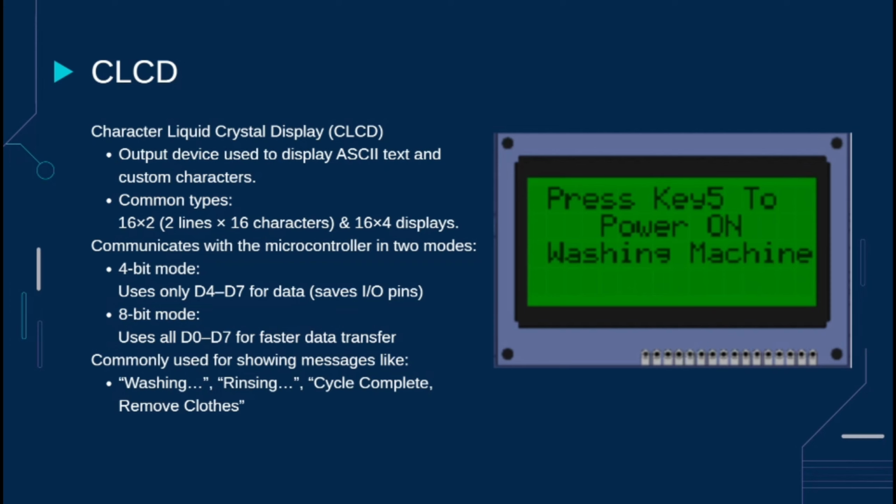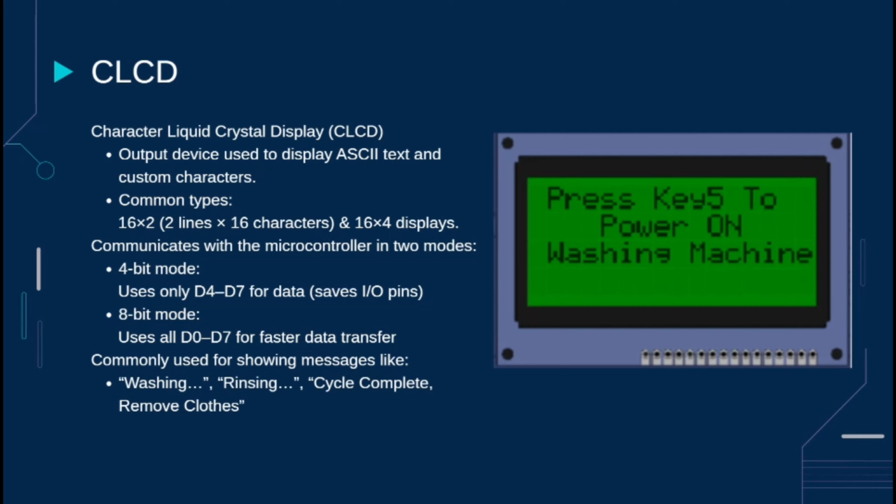So first we have CLCD, which is Character Liquid Crystal Display. It is an output device which is used to display ASCII text and custom characters. And it exists in two common types, that is 16 cross 2 and 16 cross 4. So in 16 cross 2, it has 2 lines, whereas in 16 cross 4, we have 4 lines, with each line accommodating up to 16 characters.